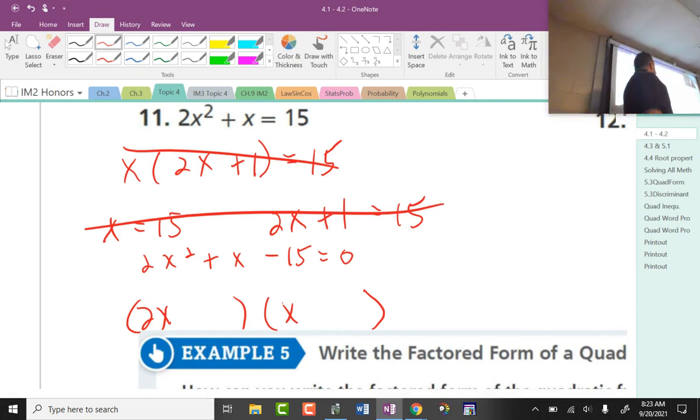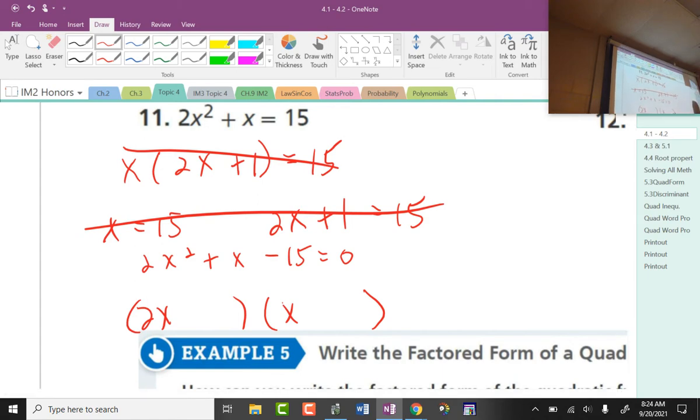Notice my middle term is only 1. And then notice 15 is either 1 and 15. Imagine if you put 15 here. That'd be 30. And then this would be 1. 30 and 1 can't even come close to a middle term of 1x when you're thinking of the middle term. So it's got to be 3 and 5. Who goes here, the 3 or the 5?